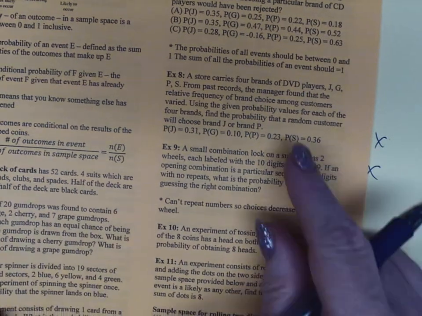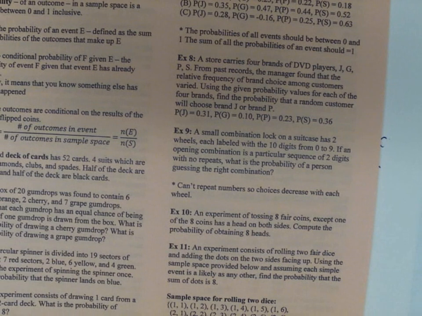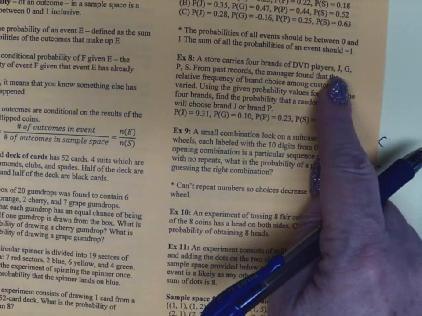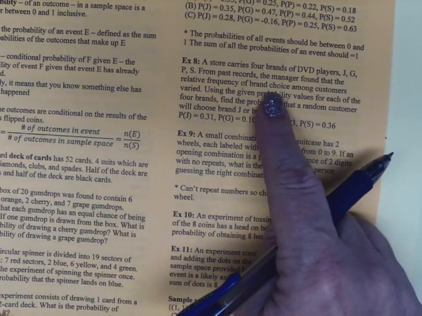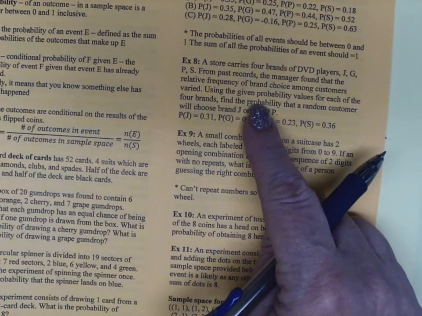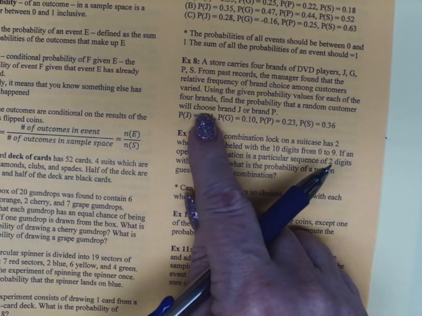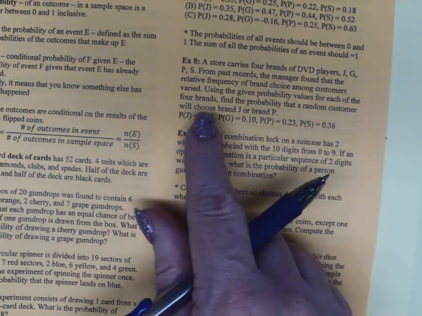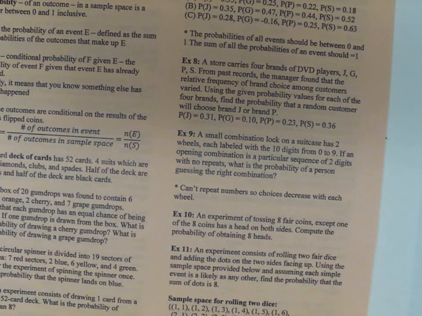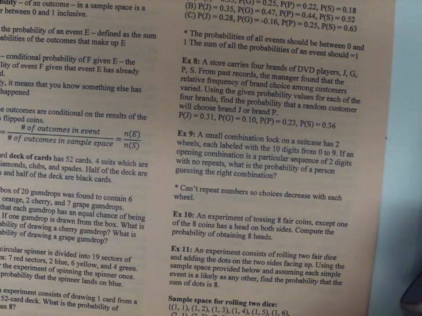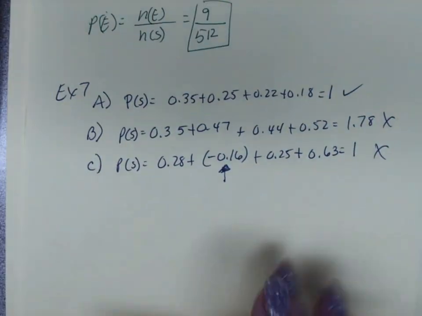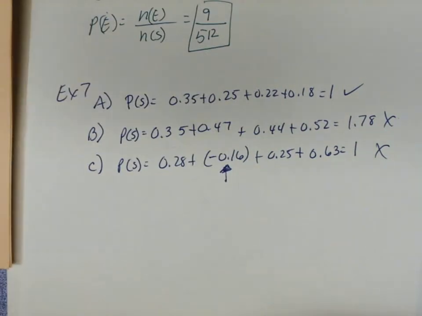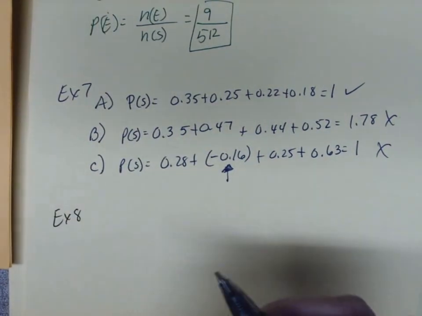All right, example 8. A store carries 4 brands of DVD players, J, G, P, and S. From the past records, the manager found that the relative frequency of brand choice among customers varied. Using the given probability values for each of the 4 brands, find the probability that a random customer will choose brand J or brand P. So we want to figure out what's the probability of choosing brand J or brand P. So this will be example 8.